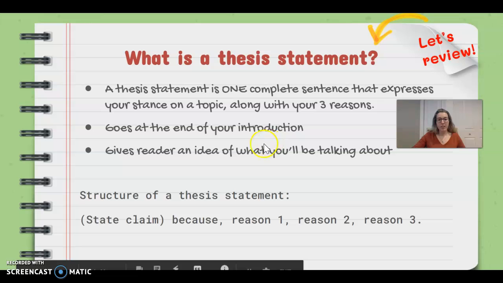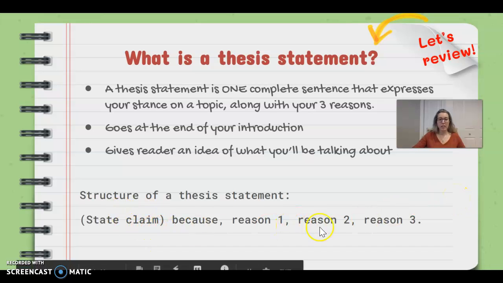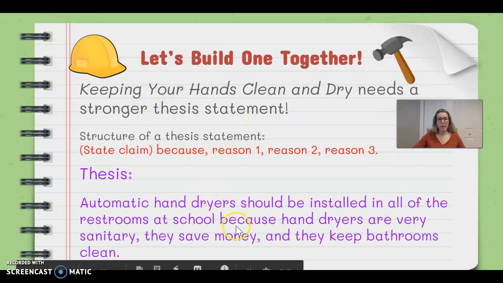Now it goes at the end of your introduction paragraph. It'll be the very last sentence, and it gives your reader an idea of what you'll be talking about throughout your paper. So it gives them an idea of what your claim is and what your 3 body paragraphs are going to be about. So let's try building one together.